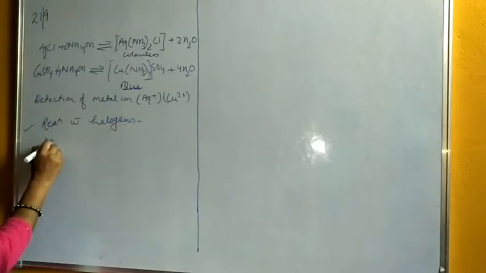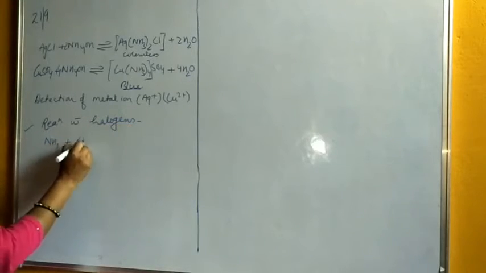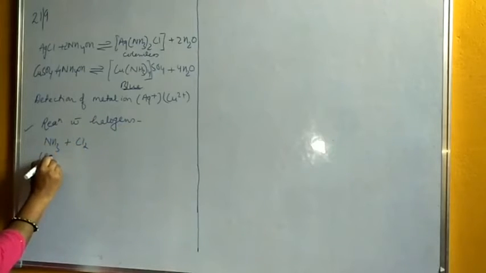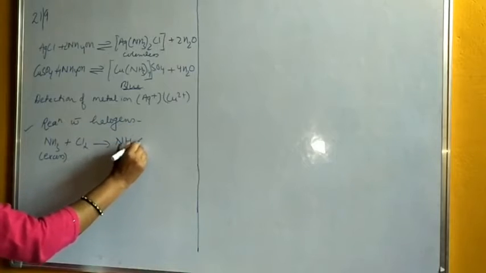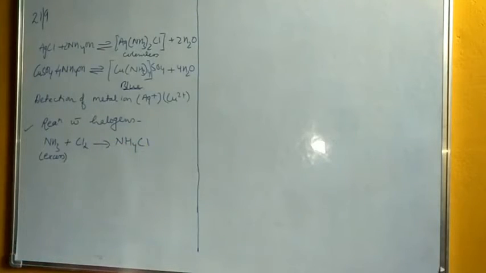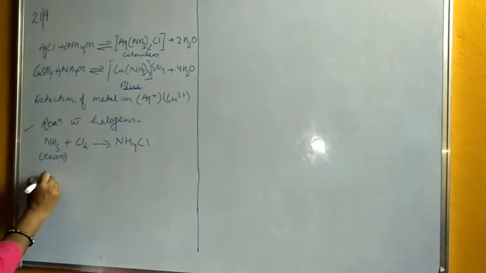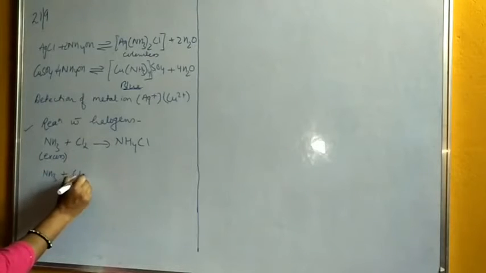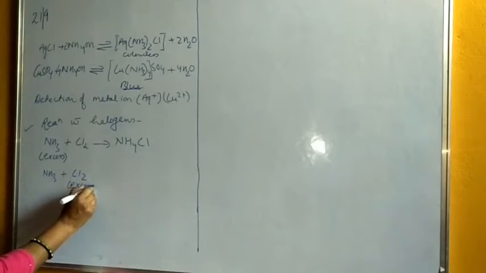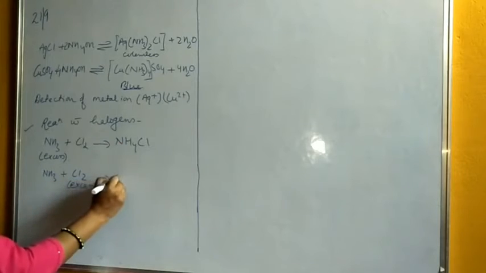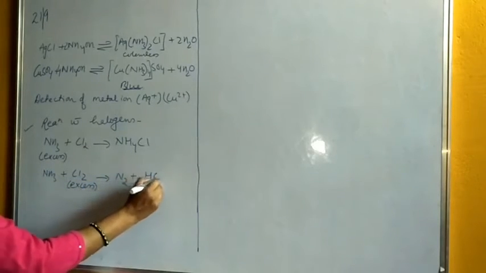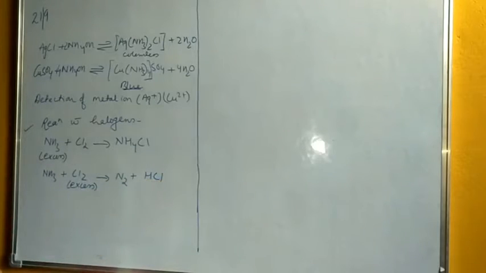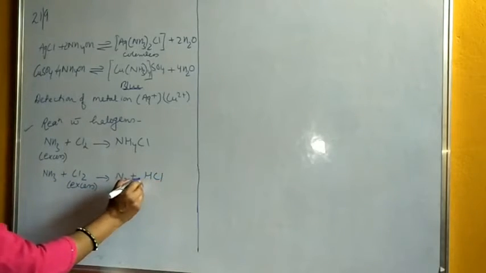So ammonia reacts with chlorine, right? If ammonia is present in excess, it will form ammonium chloride. It is going to form ammonium chloride. But if chlorine is in excess, at that time we are going to get nitrogen and HCl will be formed here, right?